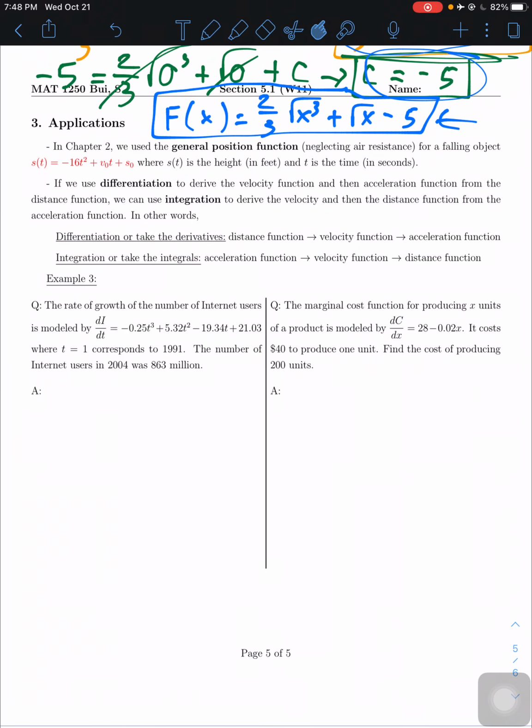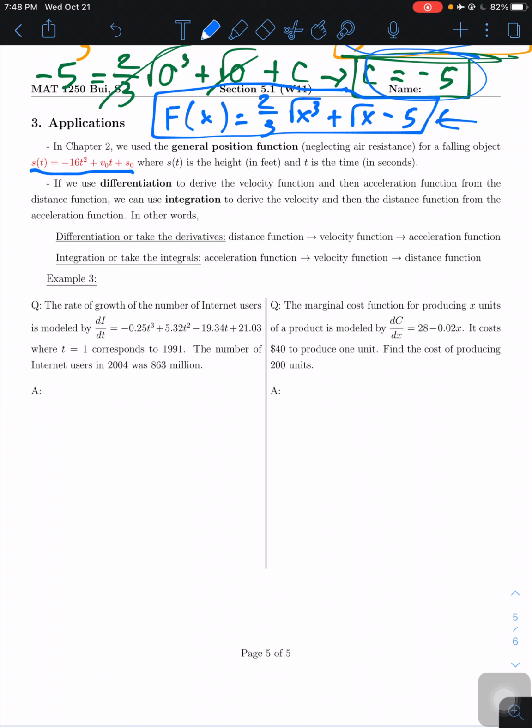So how can we apply it in real applications? In chapter 2, we used the general position function, neglecting air resistance, for a falling object to get the distance function or the position function, as I mentioned before. And here's the formula for it. In fact, you don't have to remember it unless you take a physics class. For a business major, I don't think you have to remember this formula. I'm not going to test you on this formula, so you don't have to memorize it.